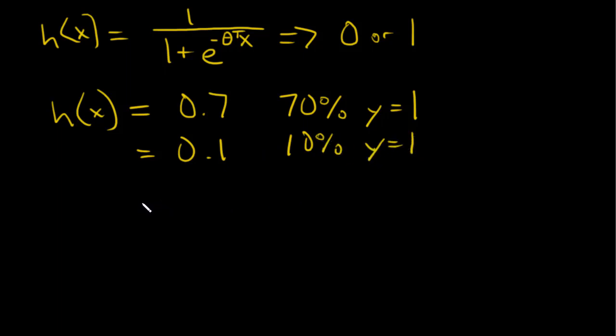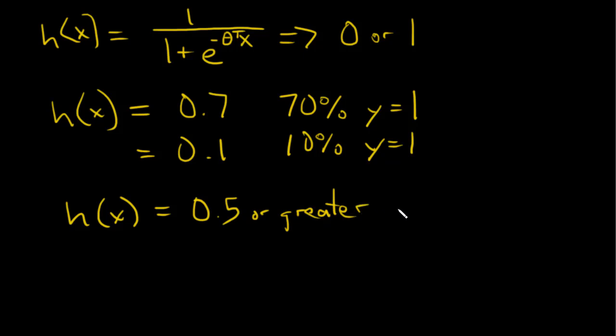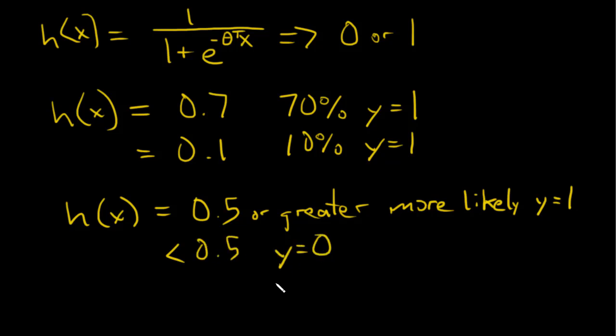And you can think about this as corresponding to if I now have h of x equal to 0.5 or greater, it's more likely that I have y equal to 1. And if it's less than 0.5, it's more likely that y equals 0. Okay? So now that we have that defined, let's talk about our cost function.